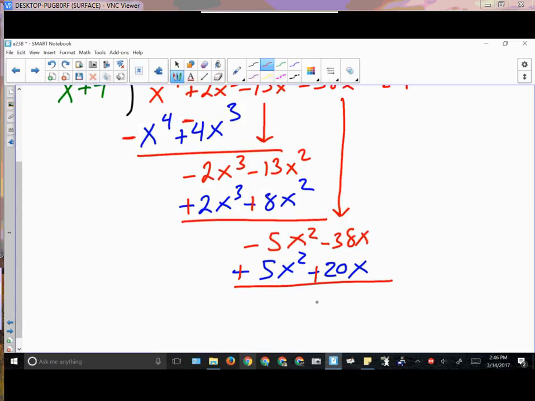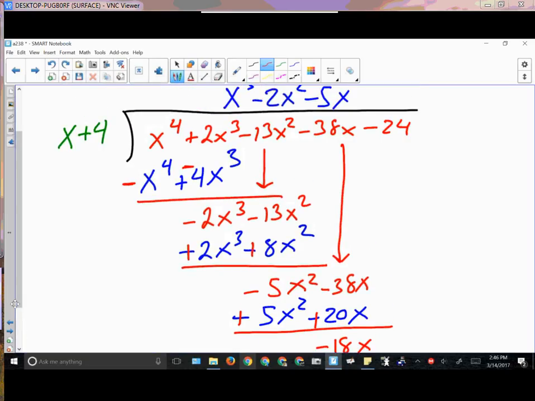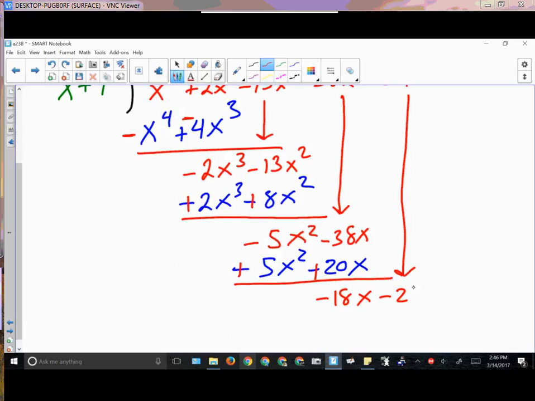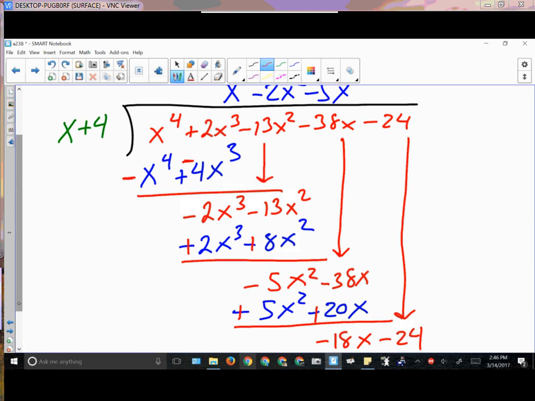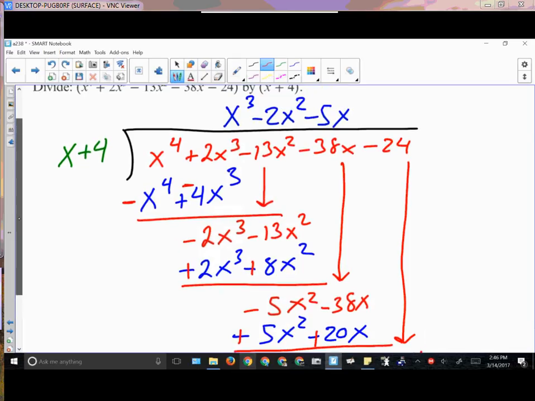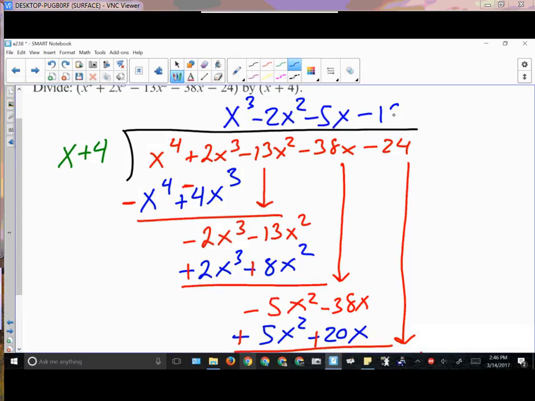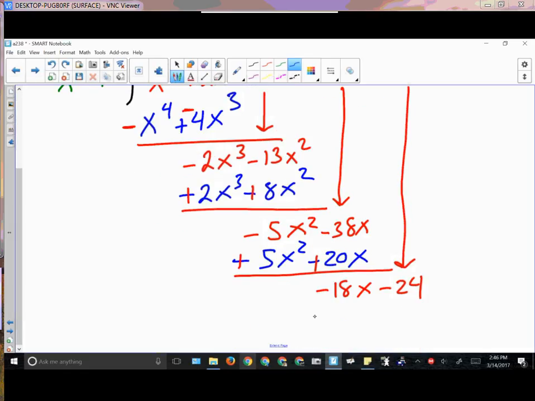This brings me down to a negative 18x. Do I have another term to bring down? Yep. 24 comes down. Oops, too far. So negative 24 comes down and I have negative 24. So what must I multiply x by to get to a negative 18x? That would be negative 18. So negative 18 times x gives me negative 18x.